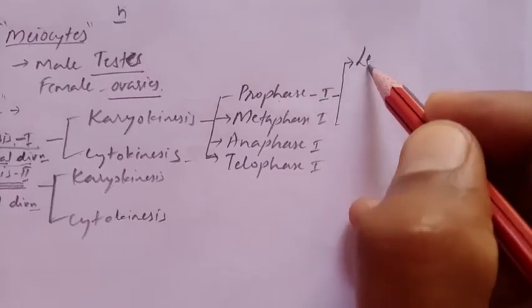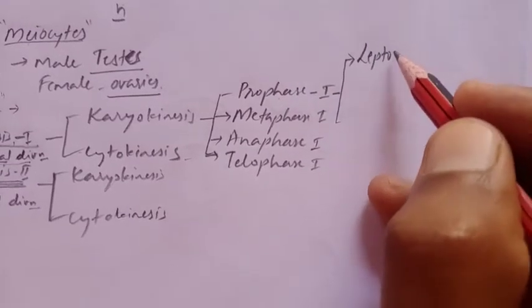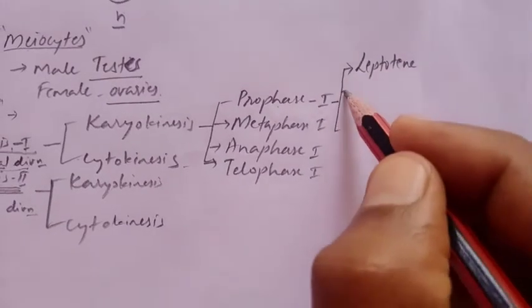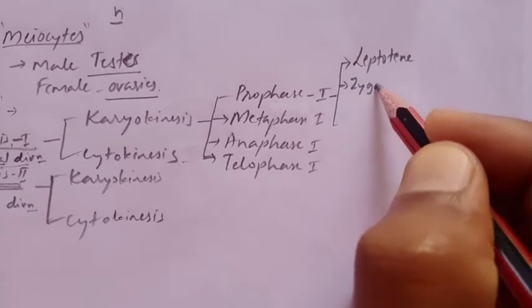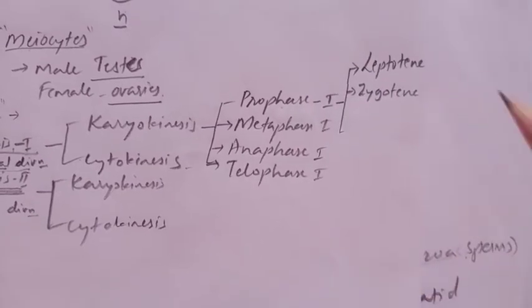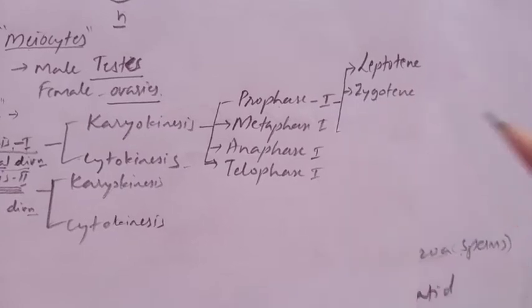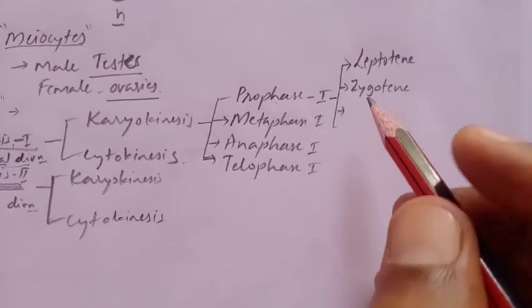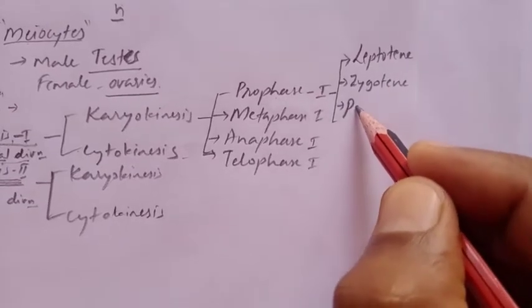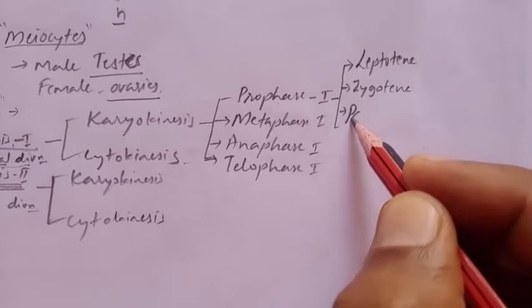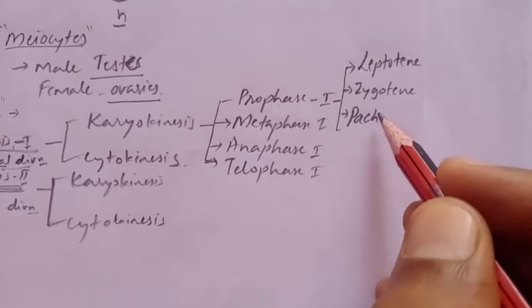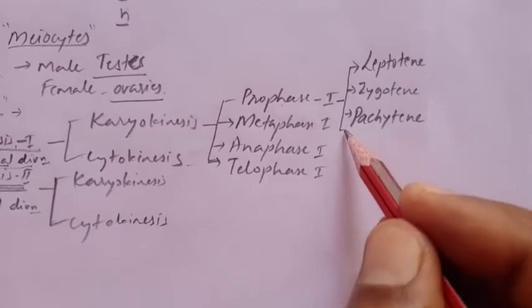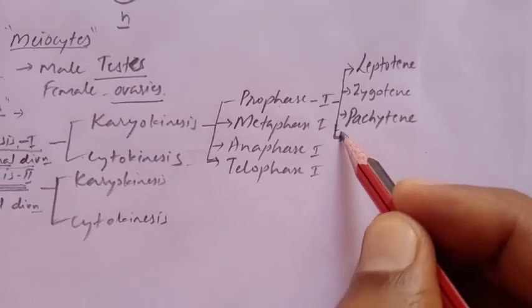Leptotene, the first one. Next one is zygotene. Leptonema and zygonema, like that we also refer. Leptotene, zygotene, and third is pachytene or pakitene, so however you can pronounce it, but you should spell it properly. Pachytene, right? Pachytene or pakitene.